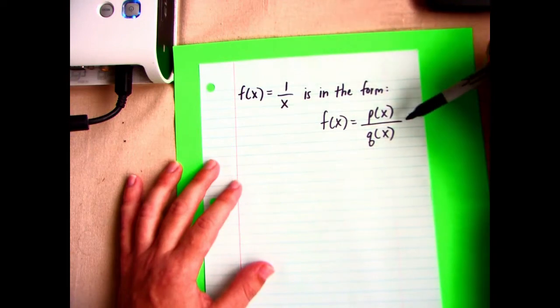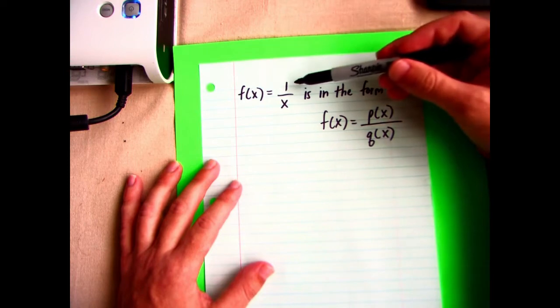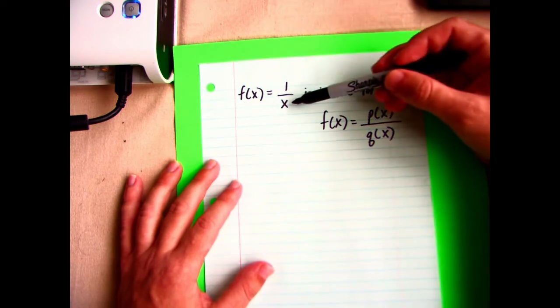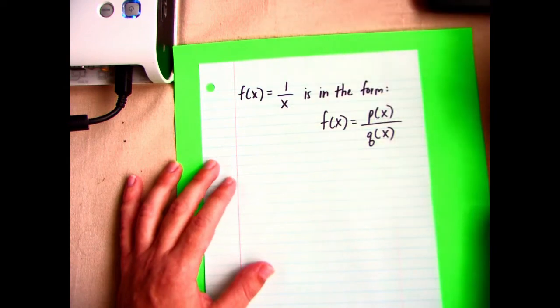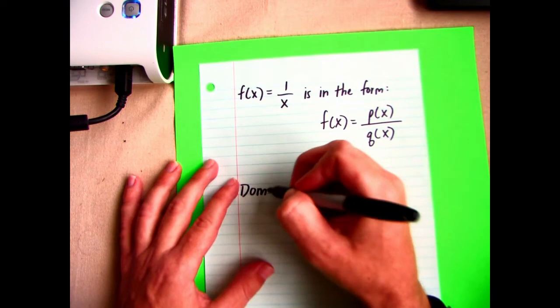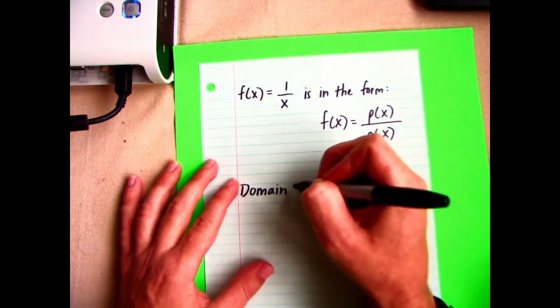So look back at our function, 1 over x. It is in the form p of x over q of x. P of x is 1. It's a very simple polynomial with no variable, but it is a polynomial. Same thing with q of x. Q of x is x. Another very simple polynomial, but they are both polynomials.